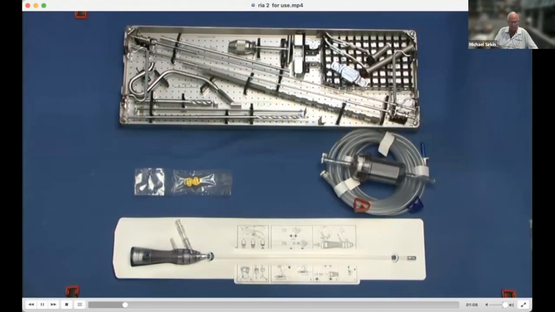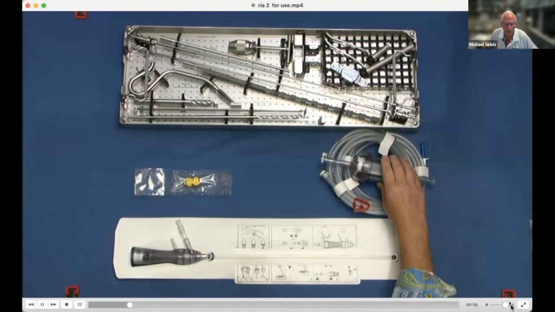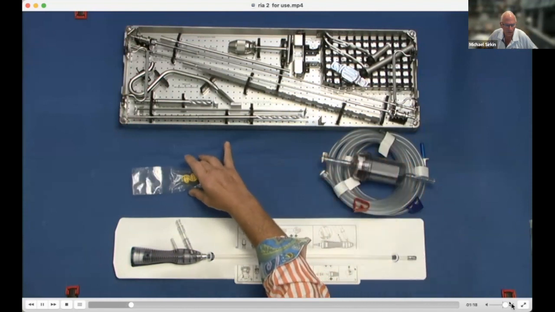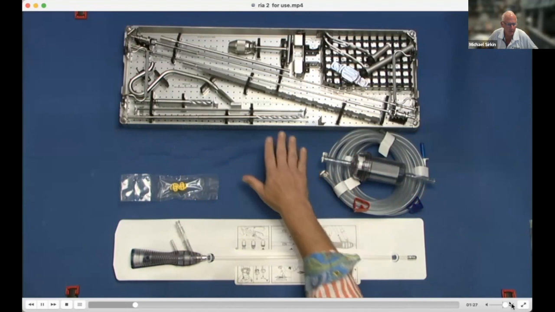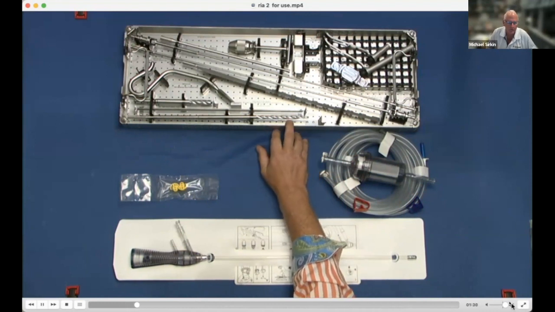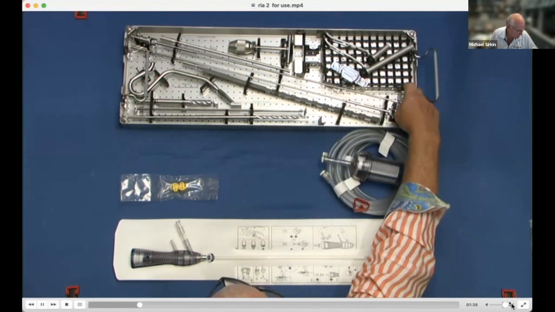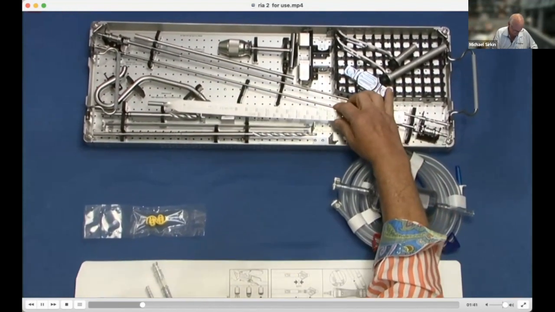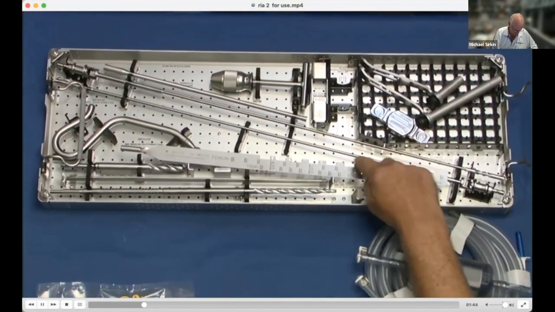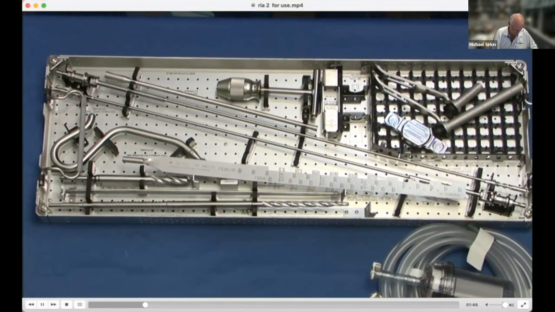So now we've opened up our disposables on the field. We have our RIA tubing, we have our suction and our irrigation tubing and our collection canister, and we have the yellow drive seals that go inside of the RIA, and I'll show you how to do that. These go in the drive shaft. In addition, we've opened up the non-disposable tray. And inside the non-disposable tray, we see our drive shafts. We have 2 of them. We have a ruler, which can be used for measuring length, as well as diameter when choosing what diameter RIA tip you would like to use.